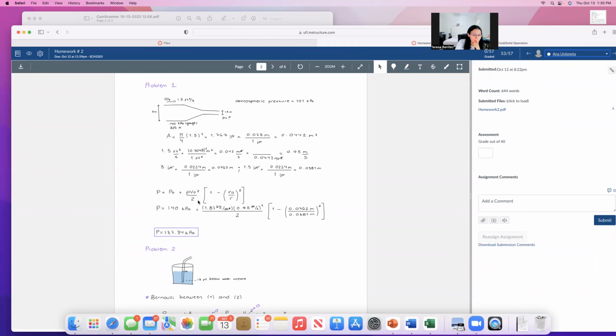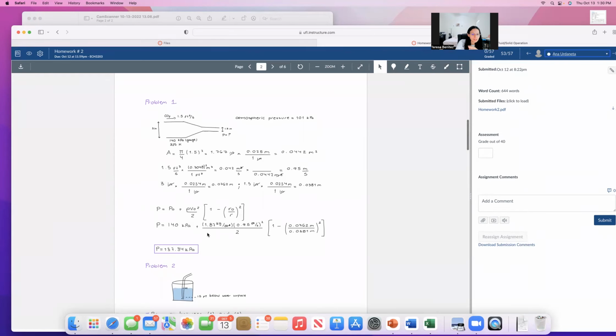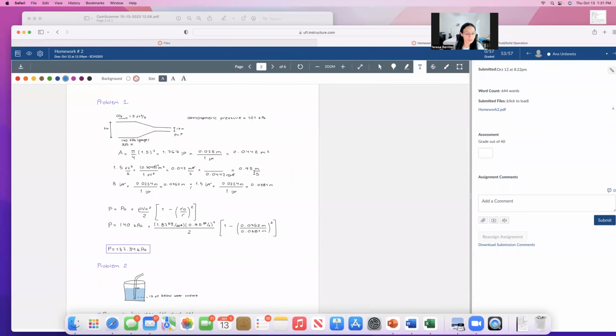I don't even know what this is for this problem. This is not the right equation, but they're getting the right value. So I'm trying to figure out what's going on here. Okay, so what I'm thinking is happening here is they manipulated the equation somehow to get this. But this is not, no, oh my goodness, why is it so hard to grade?